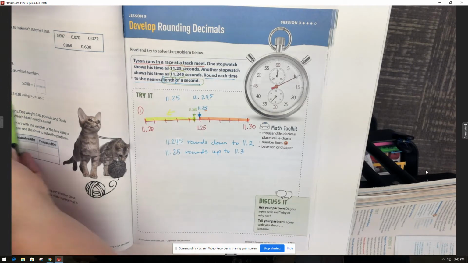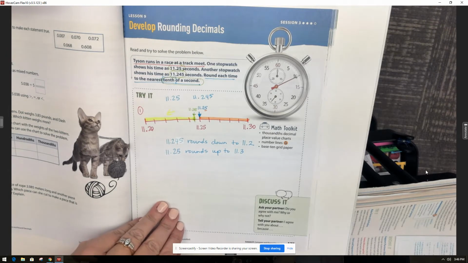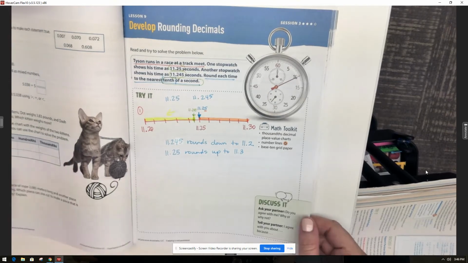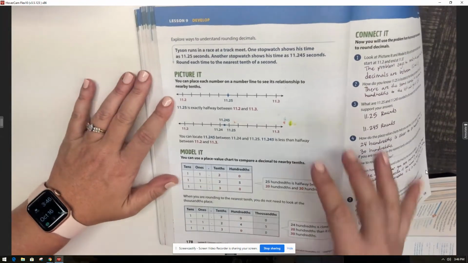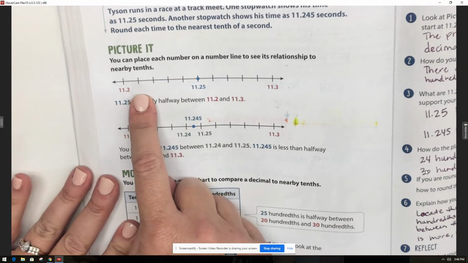I'm not going to show you a second method because we will see it on the next page, and I want to keep this video short so it's not like an hour long. So let's go ahead and go to page 178. Now on page 178, here's where we see that number line that I drew here.